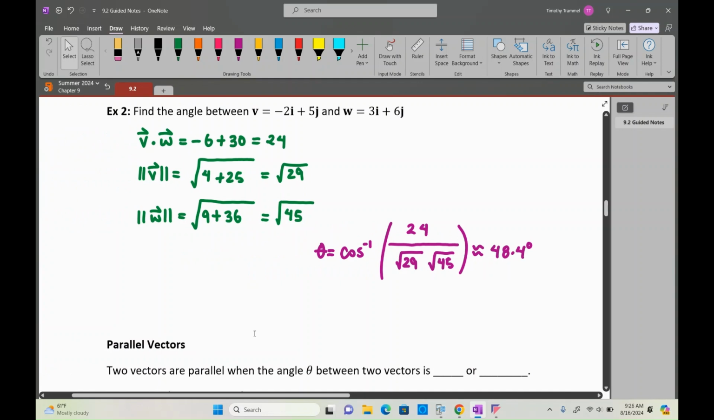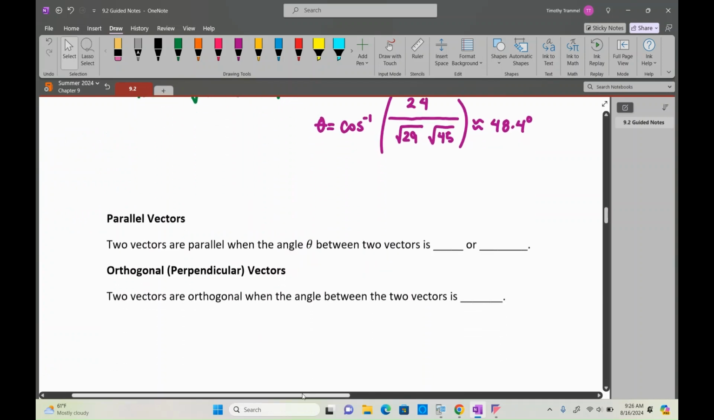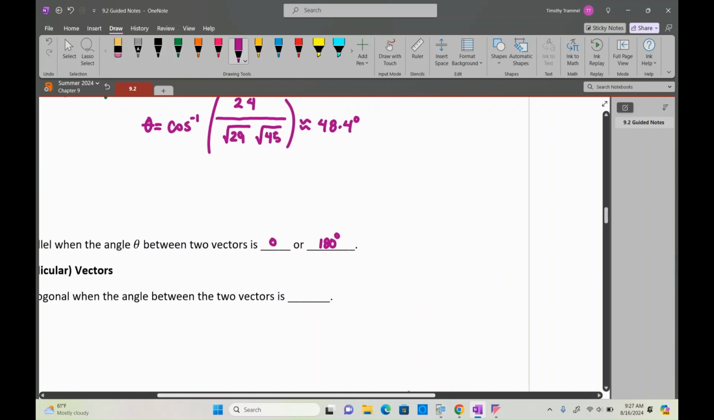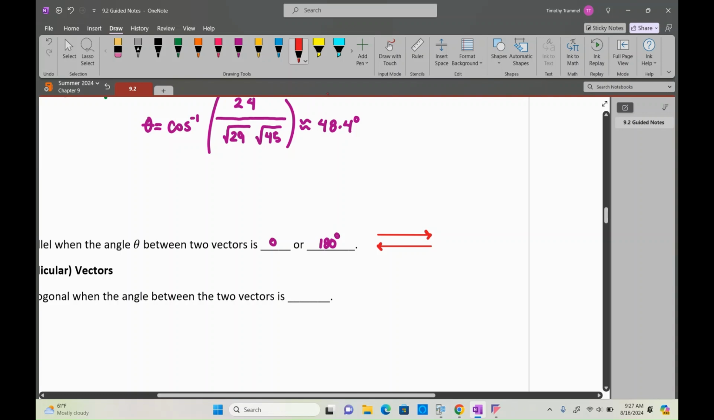All right. So the next thing that we're going to look at are parallel vectors. We know what it means when two lines are parallel, but when two vectors are parallel, this can happen in two ways. The angle between them could be 0 or it could be 180. In other words, the two vectors could be pointing in different directions, and by different directions, I should be a little bit more specific and say the exact opposite direction. Those would be parallel.